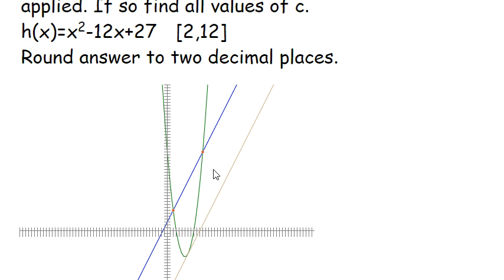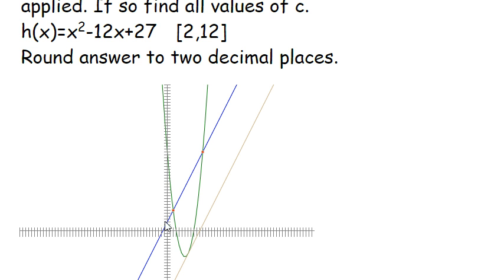Now, we're going to find a tangent line that's parallel to the secant line. As you can see, they both have the same slope. But we want to find a c somewhere between 2 and 12. There exists a c so that when we plug it into the derivative, we get the same slope as the slope of the secant line. Well, let's hurry and go to the board. Let's write this stuff down first.